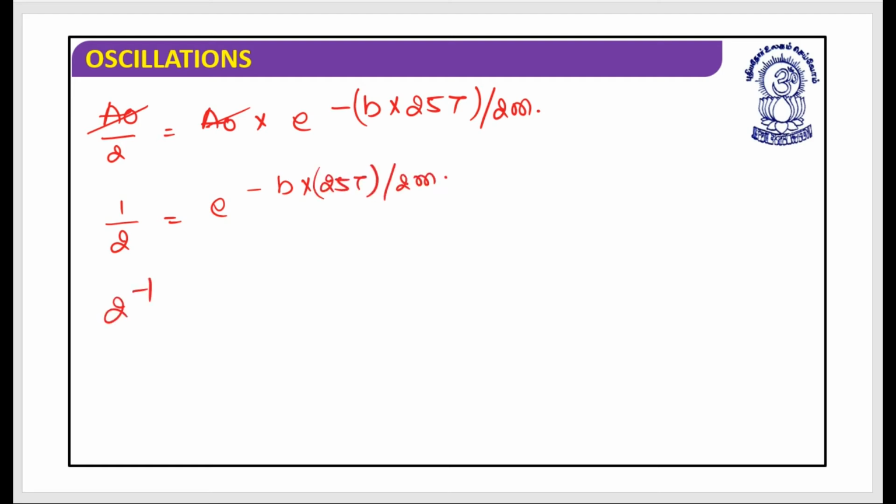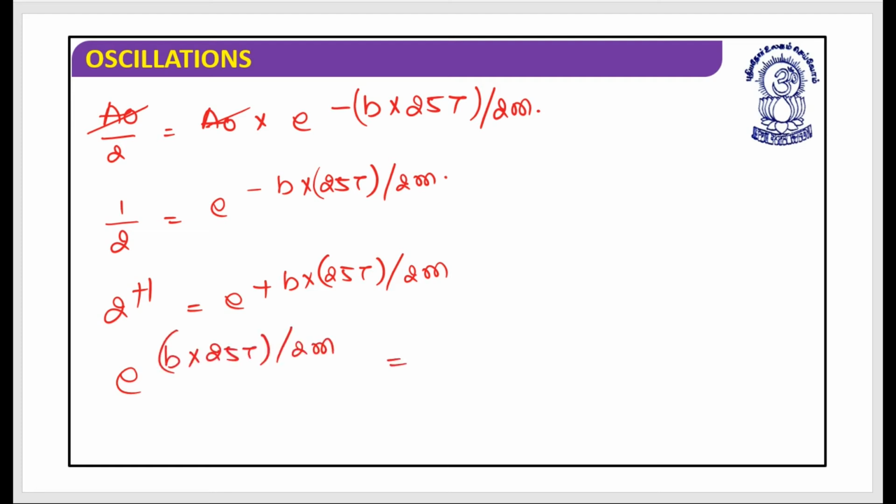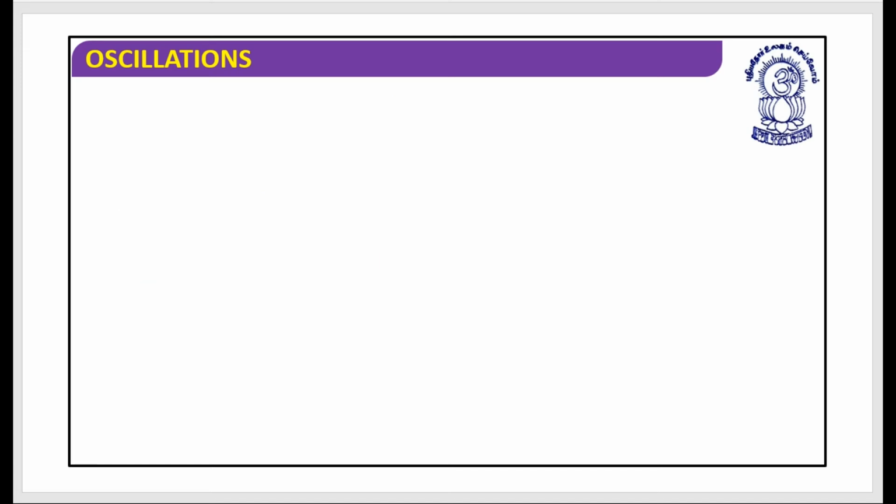So this is 2 to the power minus 1, which equals e to the power minus b into 25T divided by 2m. And this is the value of e to the power b into 25T divided by 2m, that is equal to 2. I hope this is clear. Is it? Great.